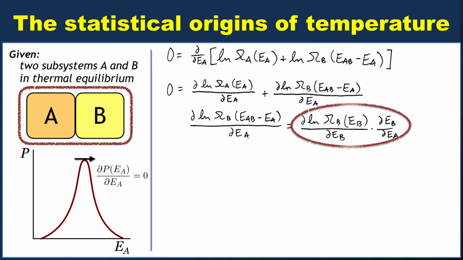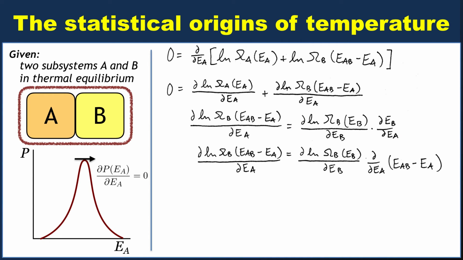Well, the nice thing is we can expand that out. We'll keep the partial of omega B with respect to E_B, but the partial with respect to E_A now becomes E_AB minus E_A if we substitute back in, using conservation of energy, a different expression for E sub B. Why would I do that? Well, the nice thing is that this term, E_AB, we can assume is constant.